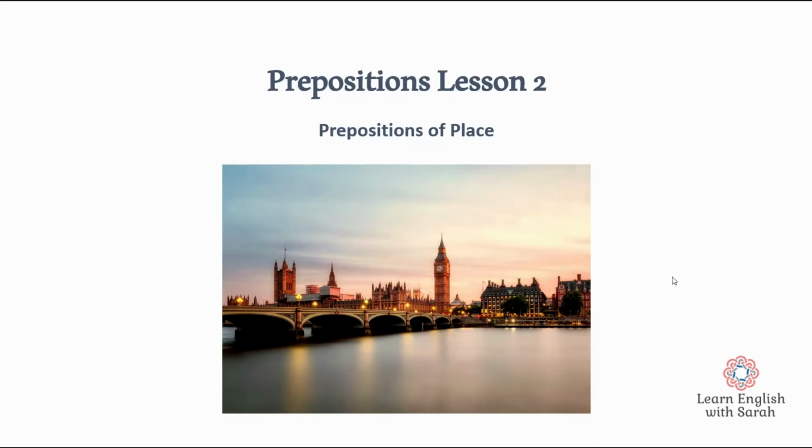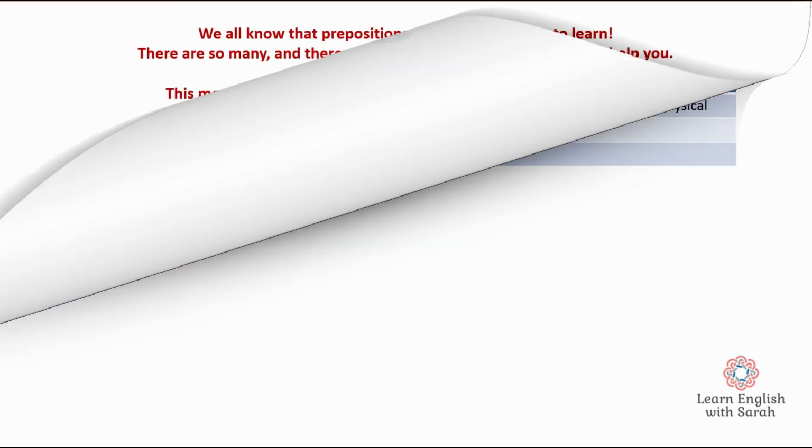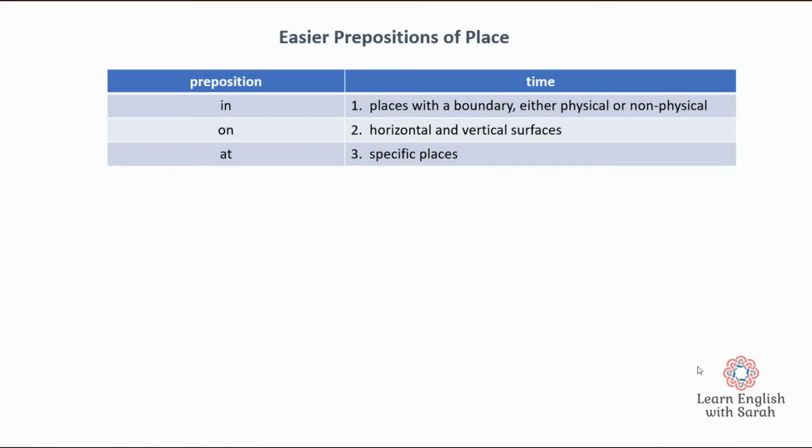Okay, hello guys. This is the second lesson on prepositions, and today we're going to be looking at prepositions of place. Okay, so easier prepositions of place. Now, I'm sure again that for most of you this is not going to be anything new. So, in we use for places with a boundary. This boundary can be physical or it can be non-physical as well. On we use for horizontal and vertical surfaces, and at we use for specific places.